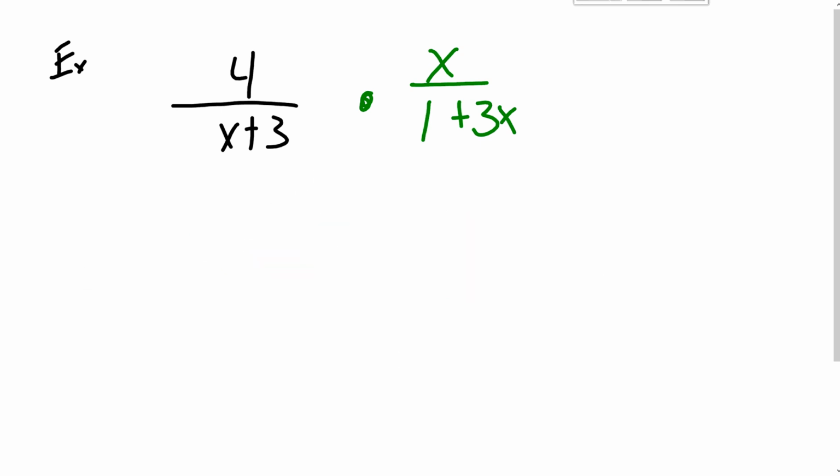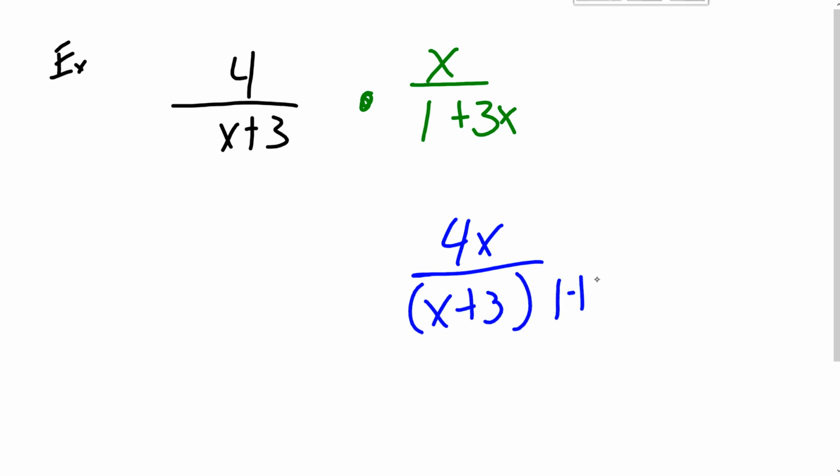So now I just got this, and now I can factor. Can't factor anything out of the top, can't factor anything out of the bottom. So we just multiply 4x times x plus 3 and a 1 plus 3x. And then we can state our domain, which is x cannot be negative 3.